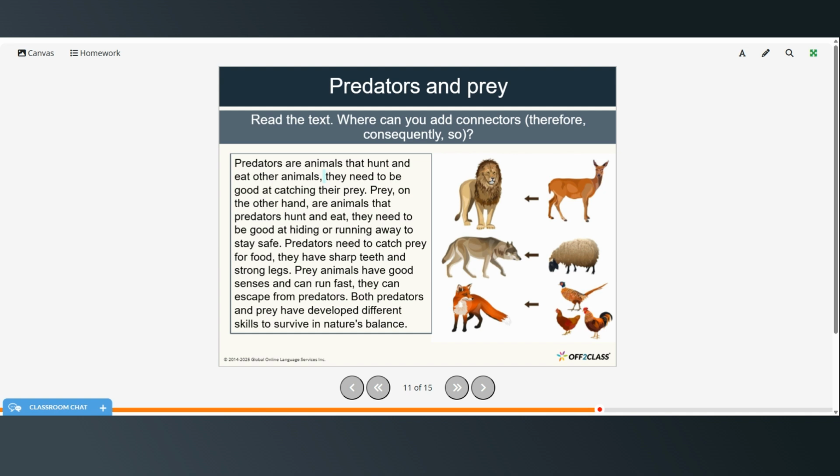I would probably say so they need to be good at catching prey. Prey, on the other hand, are animals that predators eat and hunt. Therefore, they need to be good at hiding or running away to stay safe. Predators need to catch prey for food. Consequently, they have sharp teeth and strong legs. Prey animals have good senses and can run fast, so they can escape from predators. Both predators and prey have developed different skills to survive in nature's balance.